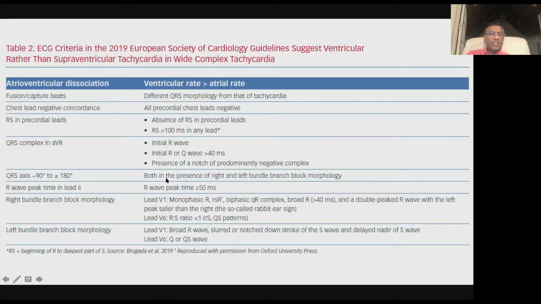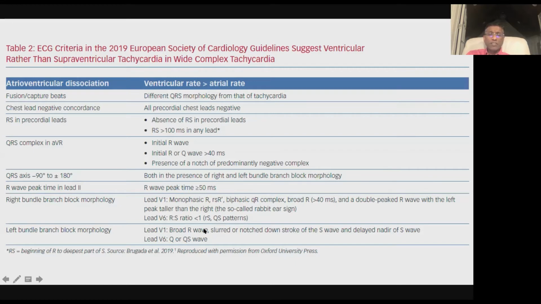Northwest axis over here. And then we talked about this. In lead 2, the R wave peak time is greater than 50 milliseconds. So slow time to peaking in lead 2. And remember that in right bundle morphology, if you have an RSR prime, and the left is taller than the right, then you'll have a problem. That means anything other than the typical right bundle is going to be VT. Typical left or typical right bundle more likely to be SVT.